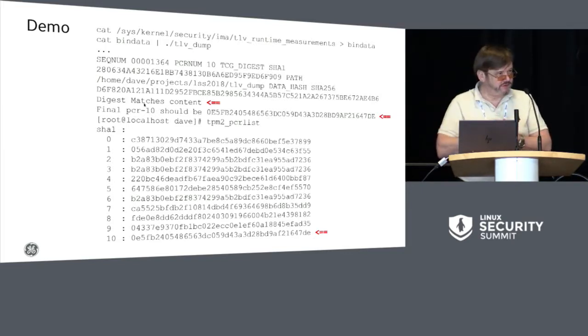And after all the records are analyzed, it has been keeping track of what the PCR 10 value should be after all of the extends. And so it says the final PCR value should be this. And in fact, if you do the TPM2 PCR list, you can see that that actually comes up with the valid answer. So we've been through two different things.